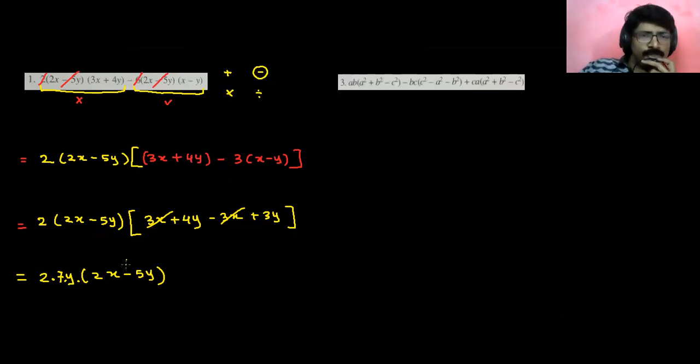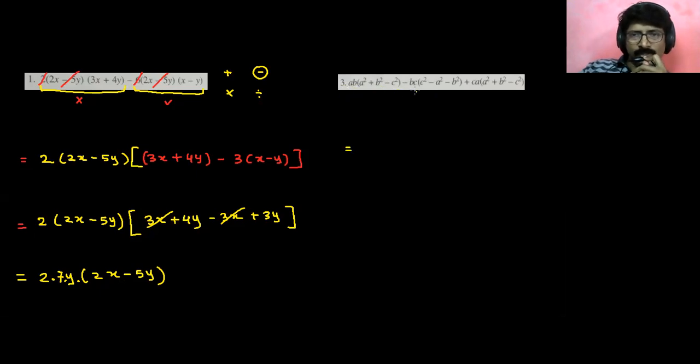I hope you have understood this sum number 1. If you have any doubts or difficulties, you can surely put them in the comment box. And if you have copied and finished everything, then we can start with sum number 3. Now look at this. We'll have to again focus over here very carefully. Look at this. This is a square plus b square minus c square.